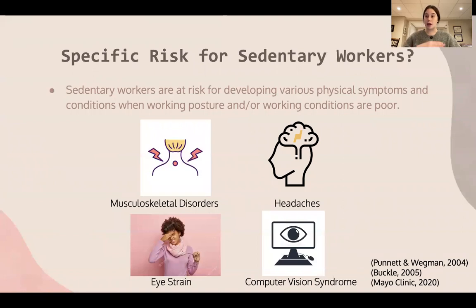So outside of those risks, there are specific risks for sedentary workers themselves. Sedentary workers are at increased risk for developing many physical symptoms when their working posture or working conditions are poor. And these conditions are musculoskeletal disorders, headaches, eye strain, and computer vision syndrome.